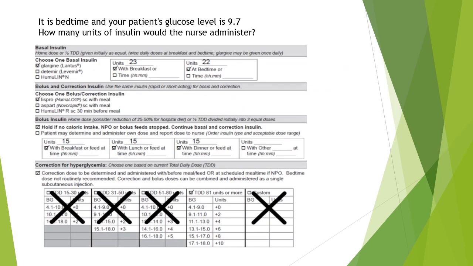Okay, so with this next order set, this is actually the same order set as the previous question. However, we have actually changed the time. So right now it is actually bedtime and your patient's blood glucose level is 9.7. So how many units of insulin would you administer? If you want to pause the video briefly to answer this question, we'll show you the answer in the next slide.